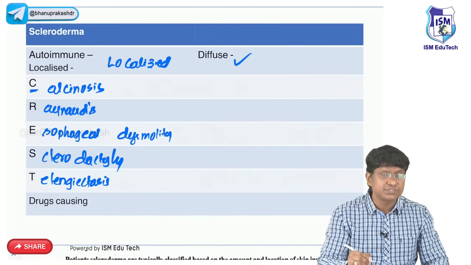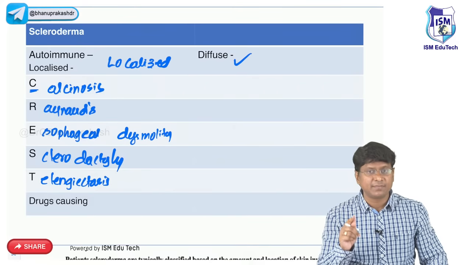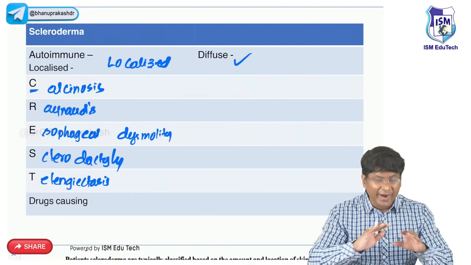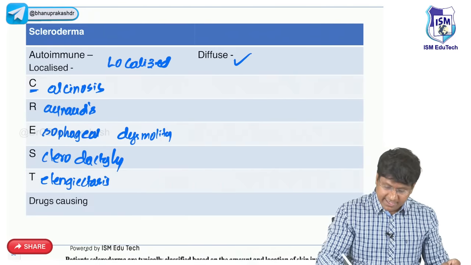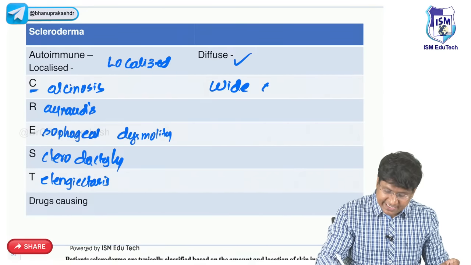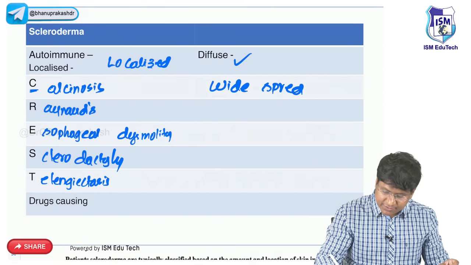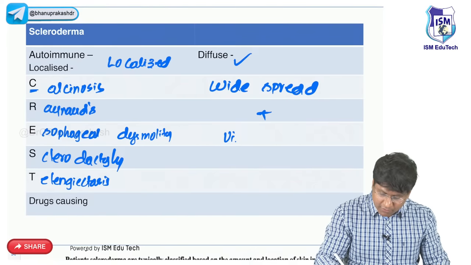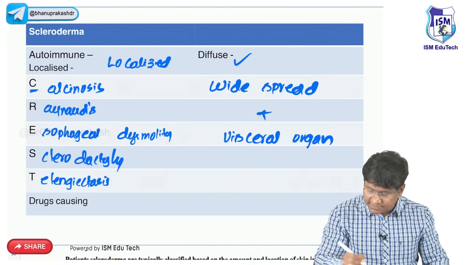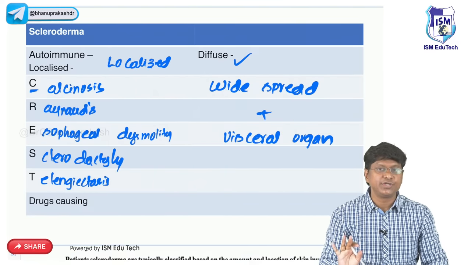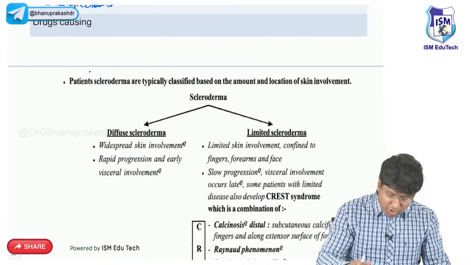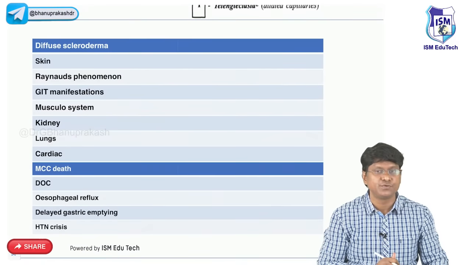Then what about this diffuse scleroderma? See, diffuse scleroderma is that where the skin involvement is rapid. Widespread skin involvement will be there, right? Along with the widespread skin involvement, these individuals will have rapid progression of the visceral organ involvement, right? Rapid progression of the visceral organ involvement. That is what is your diffuse scleroderma manifestation. Now, one important point is, what are all the organs which are affected in diffuse scleroderma?